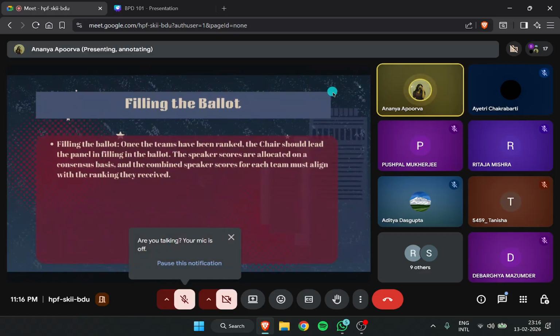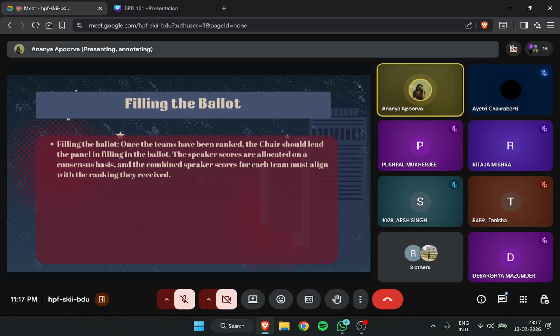Filling the ballot is also very, very crucial. The chair fills the ballot on behalf of all the panelists that are there, so only one ballot is filled. How do we do that? Suppose in the first 17 minutes we have come to a consensus, we have four teams ranked in order. When we are allocating speaker scores, the chair has a discussion with all the panelists and allocates scores based on a certain speaker score scale, assigning the score of whichever metric the speaker falls on.